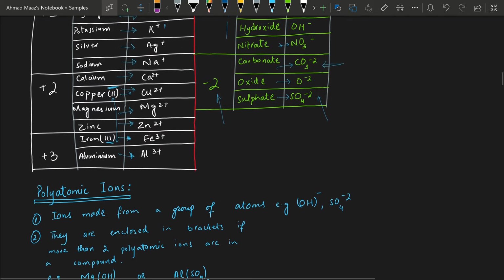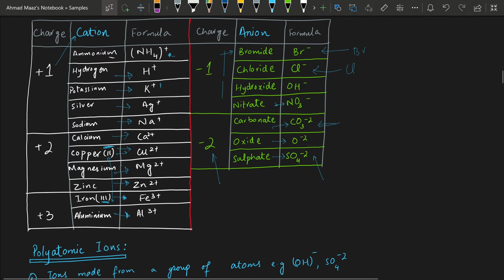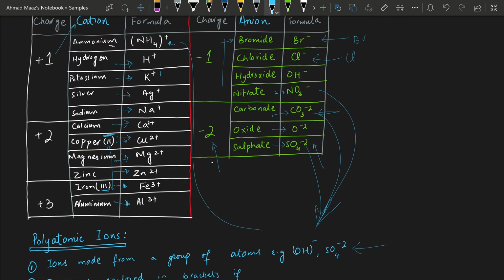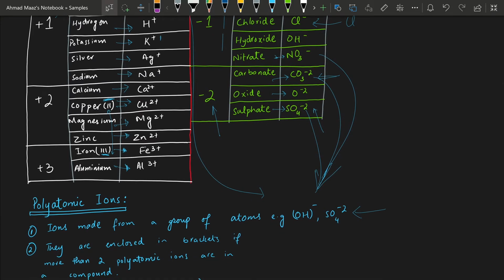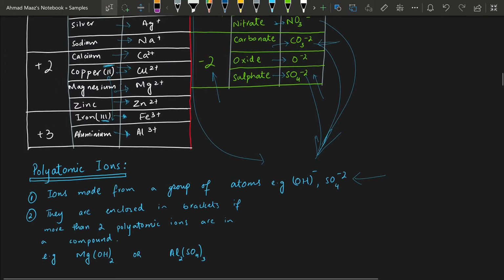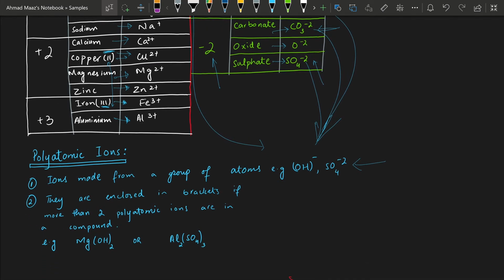What are polyatomic ions? These ions that you saw, nitrate ion, carbonate ion, and sulfate ion, are made up of more than one atom. They are made from a group of atoms. Also this ammonium ion. Ions that are made from a group of atoms are called polyatomic ions. They're enclosed in brackets if more than one polyatomic ion is in a compound. What does that mean? Have a look over here.